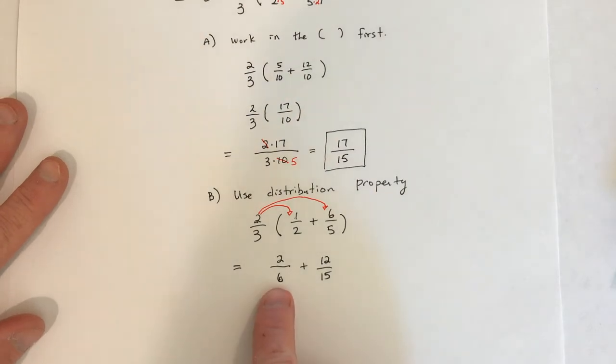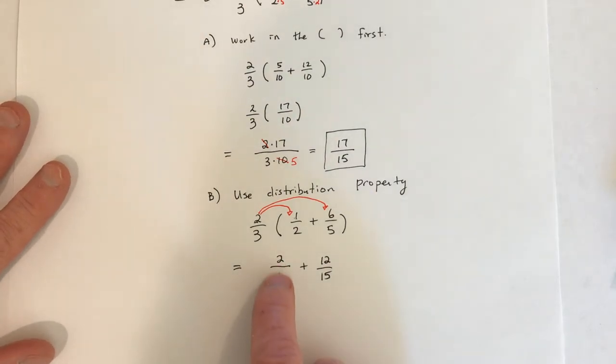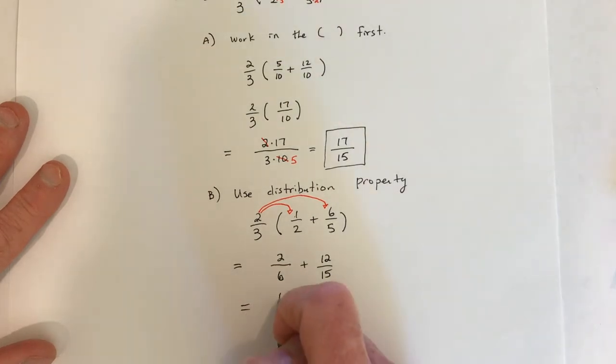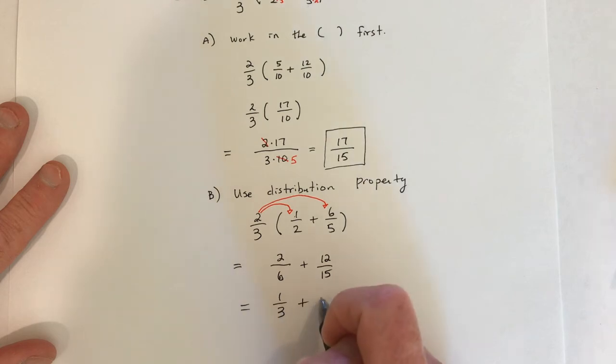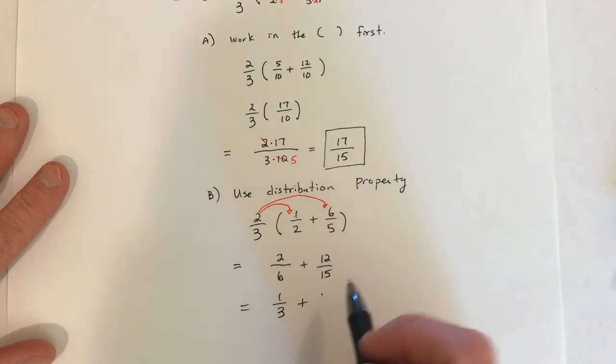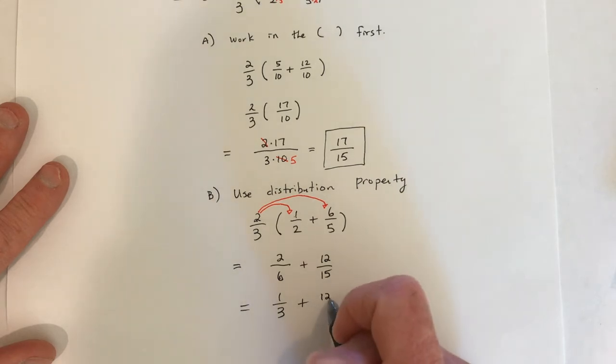Well, this fraction could actually be reduced, because the 2 could divide into the 6 three times. Or divide by 2 on the top and divide by 2 on the bottom, so that's going to be 1/3. And I can see that the answer is supposed to have 15 on the bottom, so I'm going to leave this one the way that it is.